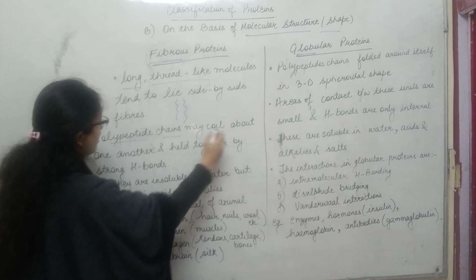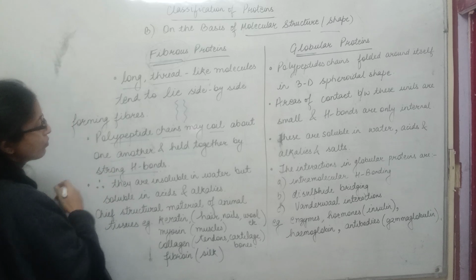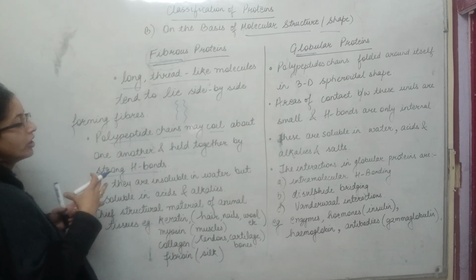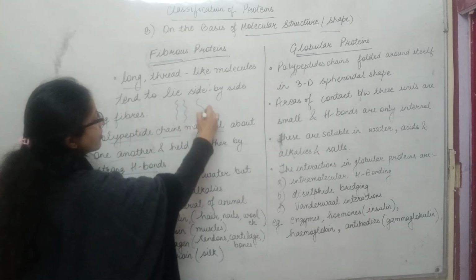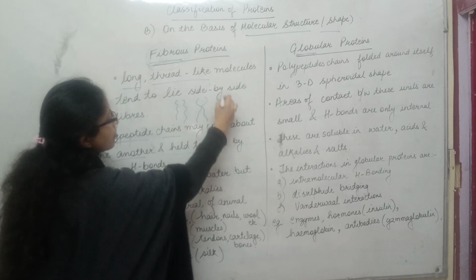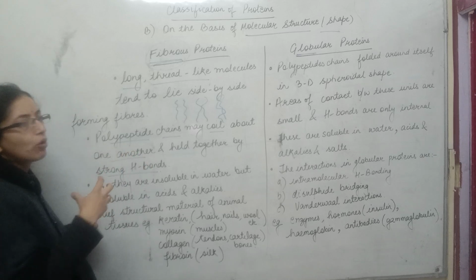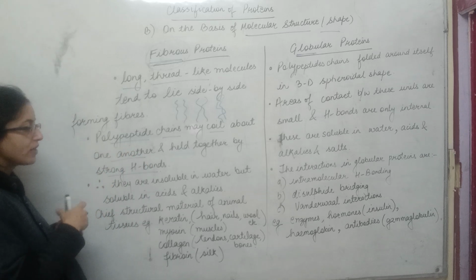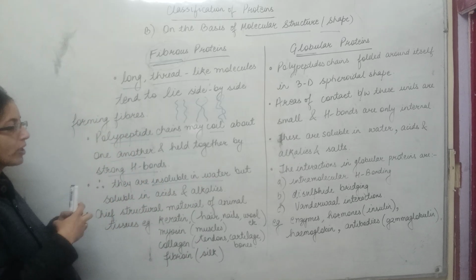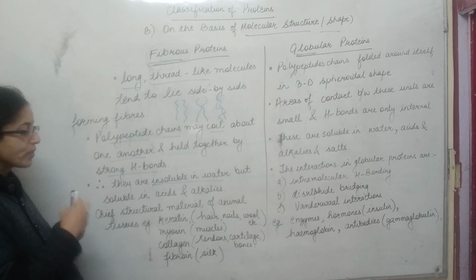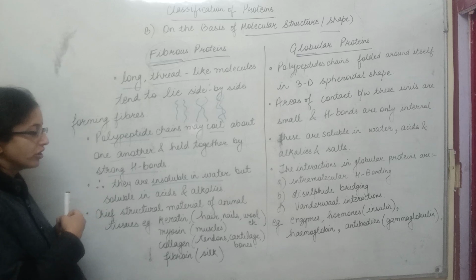Polypeptide chains may coil about one another and be held together by strong hydrogen bonds. The polypeptide chains may coil about one another in such a way that they are held together at certain points. They are held together at certain points through these hydrogen bonds. Now because there are strong hydrogen bonds between the polypeptide chains, what happens? They are insoluble in water. Because at certain points in the polypeptide chains there are strong hydrogen bonds, they are insoluble in water because of the strong interaction between the chains.